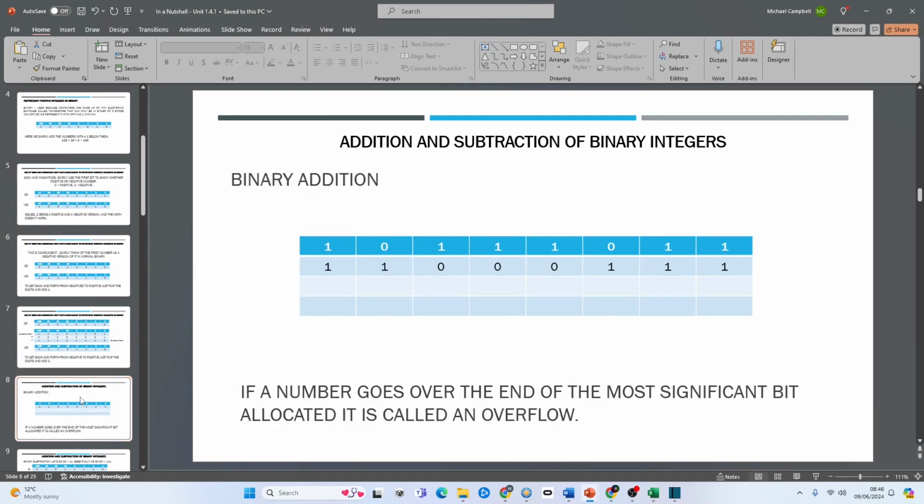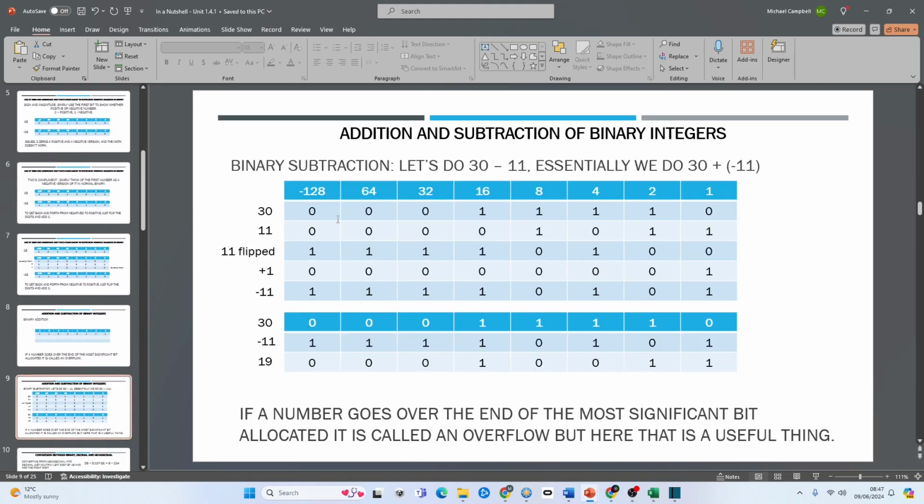There you go. So, binary addition and subtraction. If a number goes over the maximum significant bit at this end in a binary addition, it's called an overflow. If it goes over this end, it's called an underflow. And let's get on with binary addition.